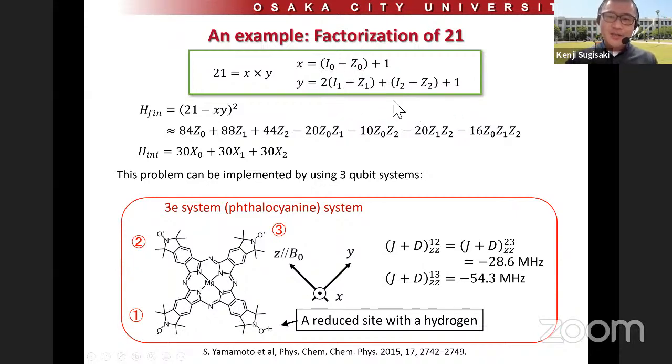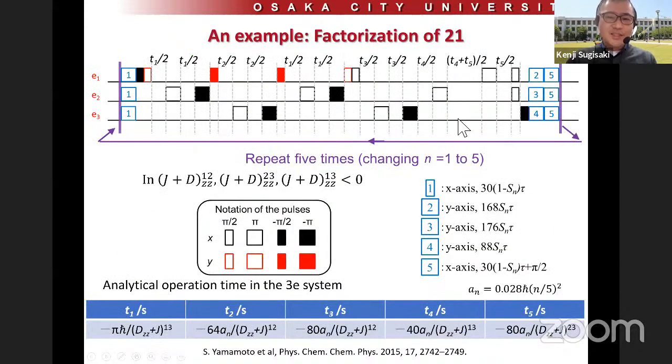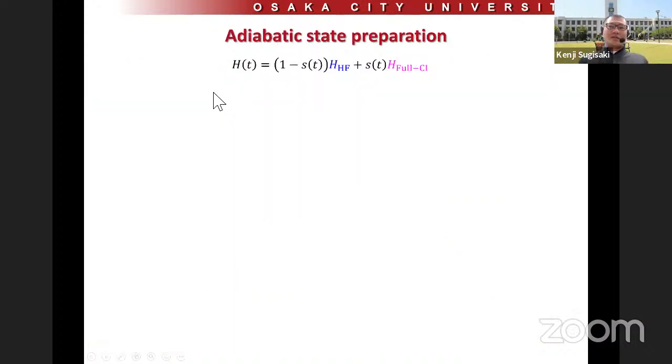Also, we can obtain the corresponding eigenstate by using this pulse. So in this case, we perform the adiabatic quantum computing using a gate model. I mean, these pulses correspond to the quantum gates that perform some rotational gate operations. So here, let us think about the adiabatic state preparation, which is used to generate the full CI wave function from the Hartree-Fock wave function.